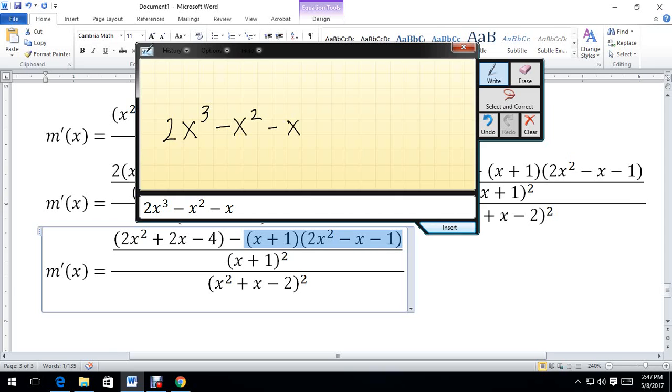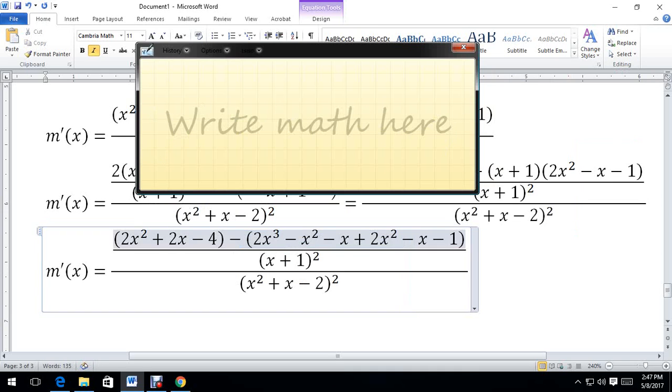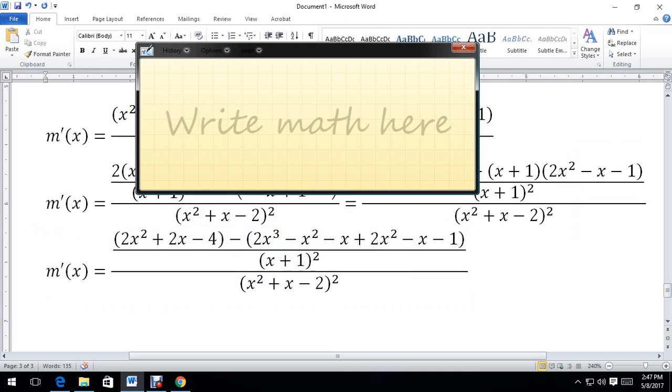Okay, so you have plus 2x squared minus x minus 1. Alright, so let's try to have this in parentheses first. Okay, so let's try to replace this part with this expression here. Alright, now let's combine like terms.